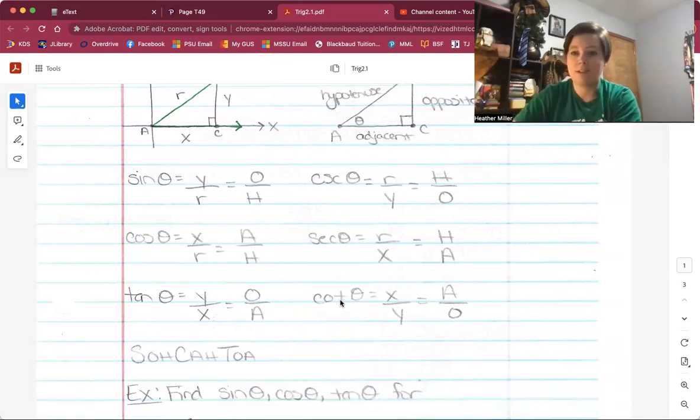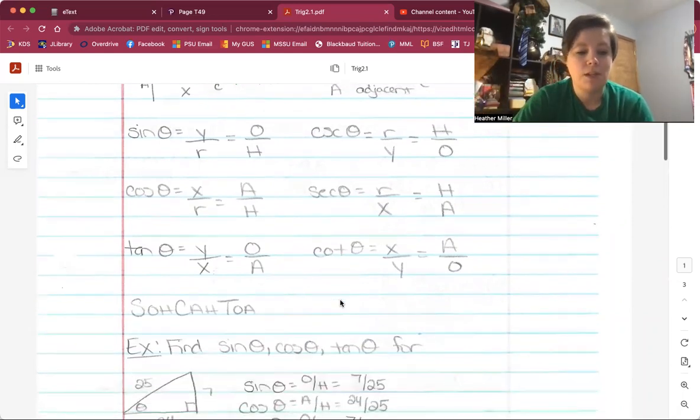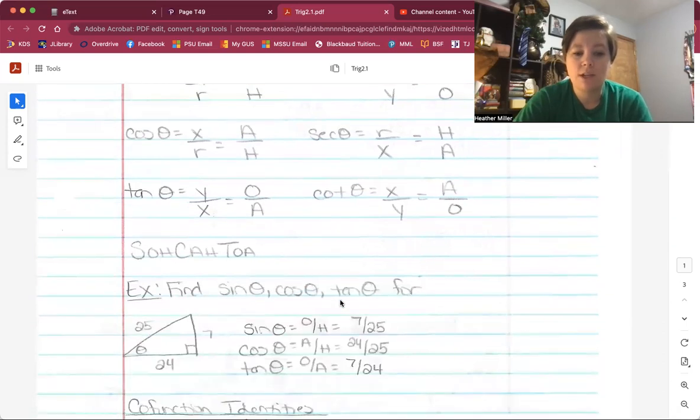And then we do an example. I'm not going to work this example out. I will talk you through it. I don't think there's really a lot to be gained by actually watching me write down these values. So we're going to find sine, cosine, and tangent of theta for the following triangle, and they give you the triangle. They label the theta. They give you 24 on the bottom side, 7 on the right, and 25 on the hypotenuse.